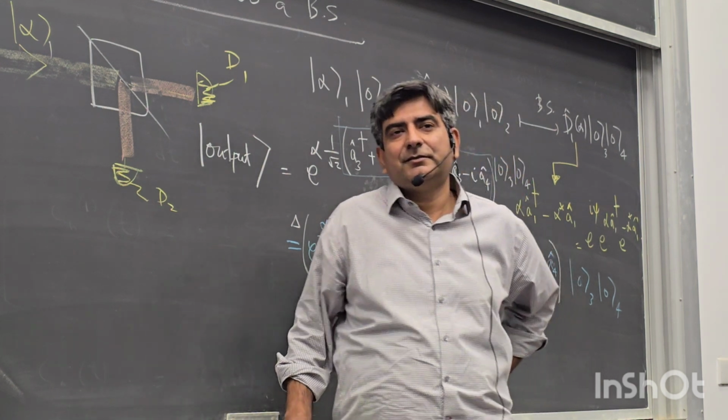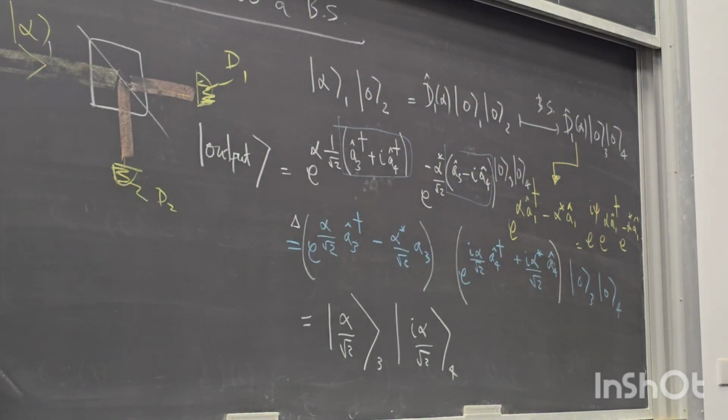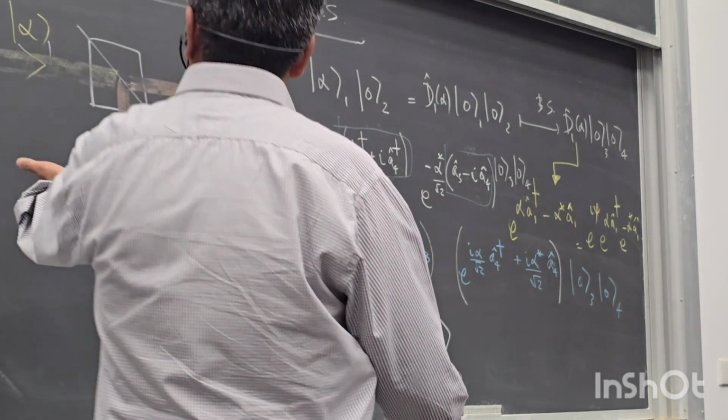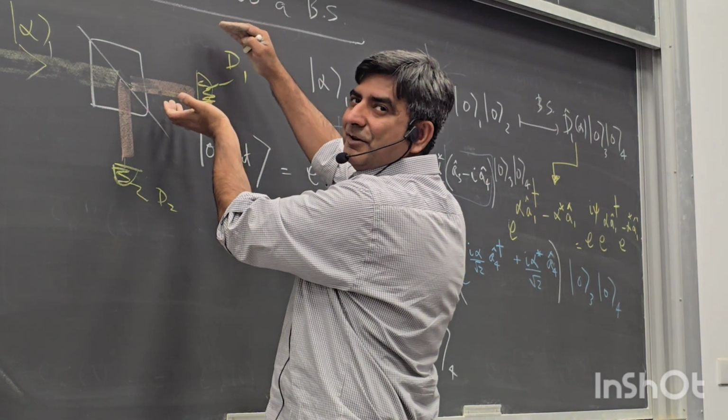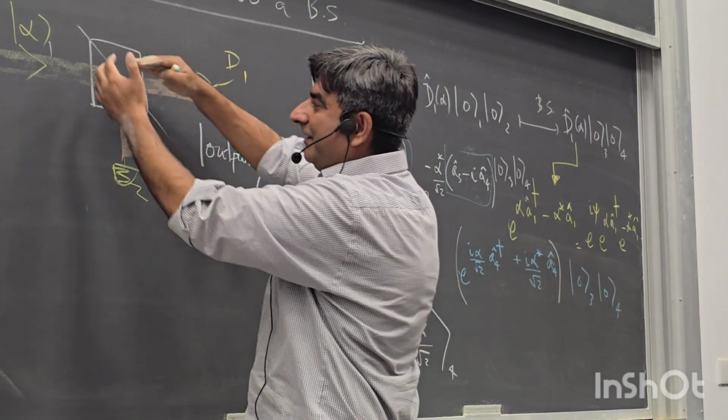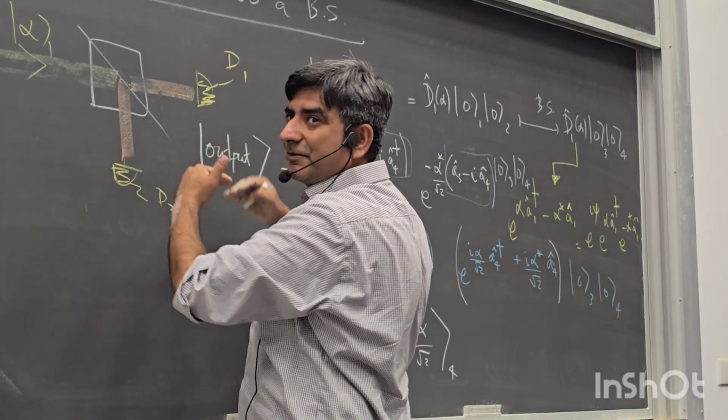Okay, any questions? Okay, so we have also seen the coherent state. Yes, there will be perfect correlation. If this intensity goes up, both of these intensities will go up by half the amount. If this intensity comes down, both of these intensities will come down.